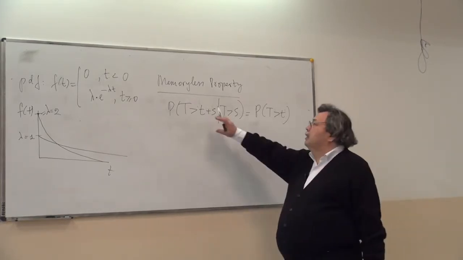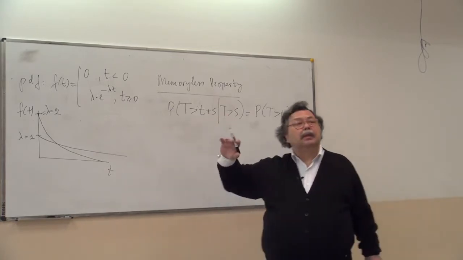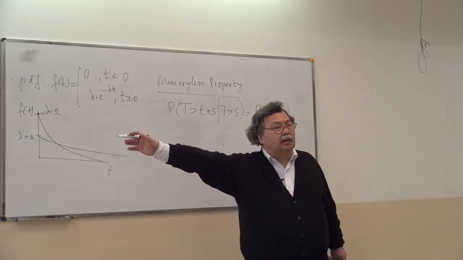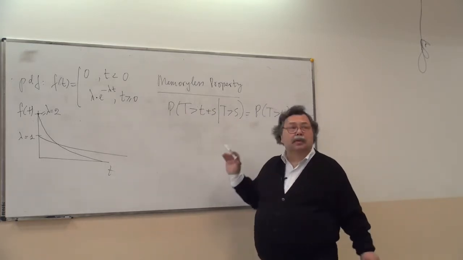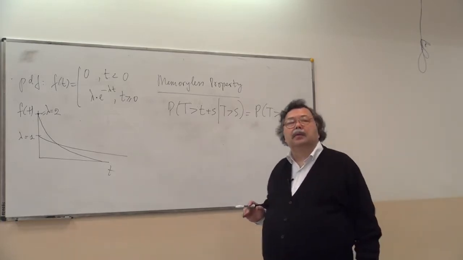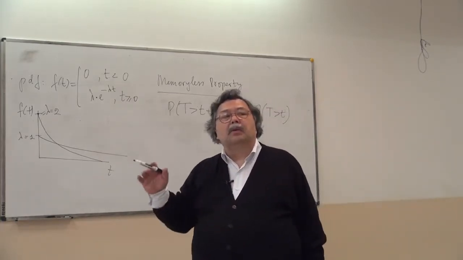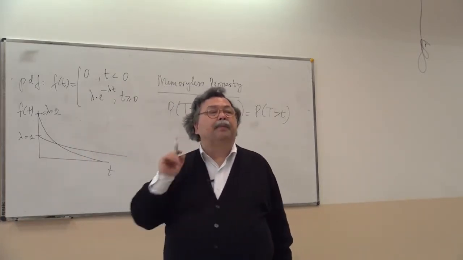This is the conditional probability that we will have to wait at least t units of time, given that we have already waited s units. And this is the unconditional probability that we'll have to wait for the next call at least t units, starting from the 0 point in time.